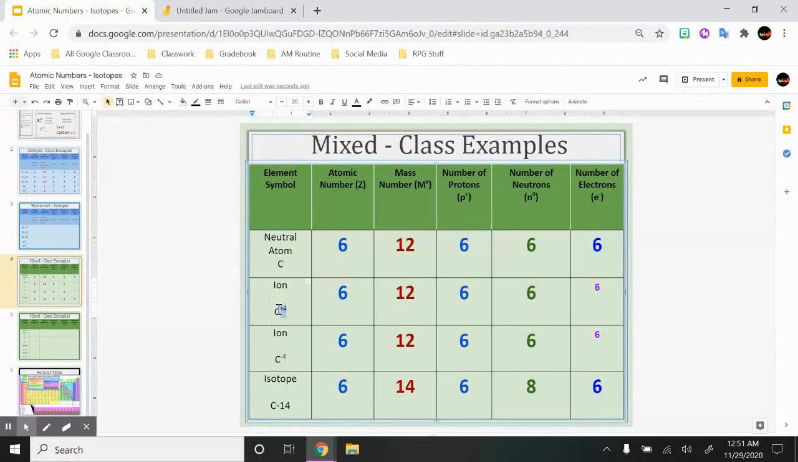Here we have a positive 4 charge. So if it's positive, that means it lost negative electrons. So we're going to subtract 4 and get 2 electrons left. Here it's negative 4, though, so the opposite happened. We gained negative electrons. So we're going to add 4 here, and we get 10. When your ion is positive, you subtract from your electrons. You do the opposite of the charge. When it's negative, you add to the electrons. You do the opposite of that charge.